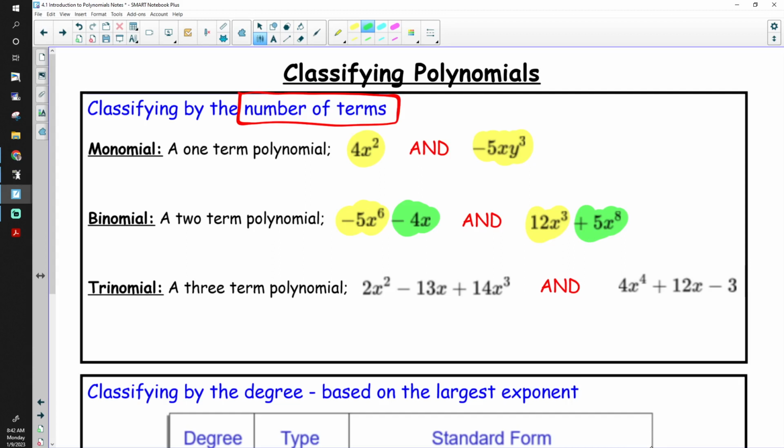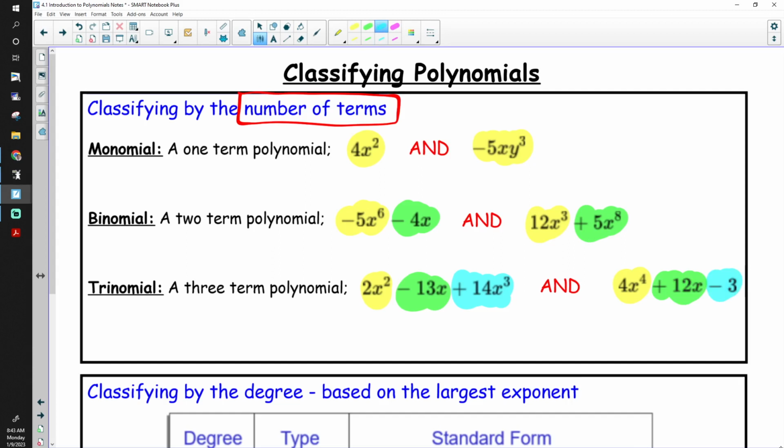Monomial 1. Binomial 2. Which means trinomial is 3, like a tricycle has 3 wheels. We have one term, two terms, three terms. If a polynomial has exactly 3 terms, it is called a trinomial. Like a special type of a polynomial. Likewise, this other example, 4x to the 4th, 12x, and negative 3, that's 3 terms, trinomial.